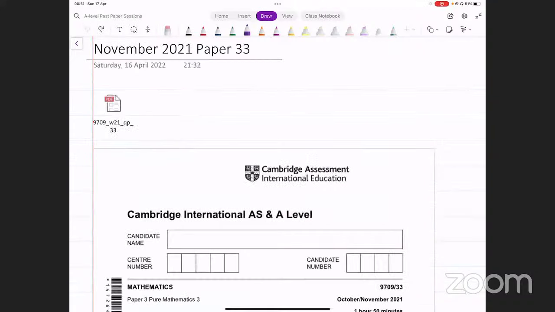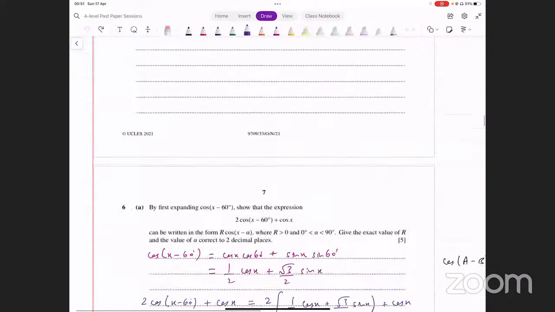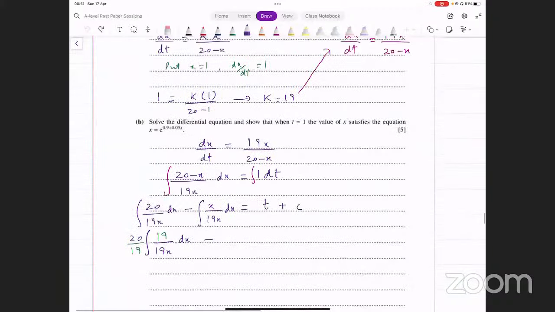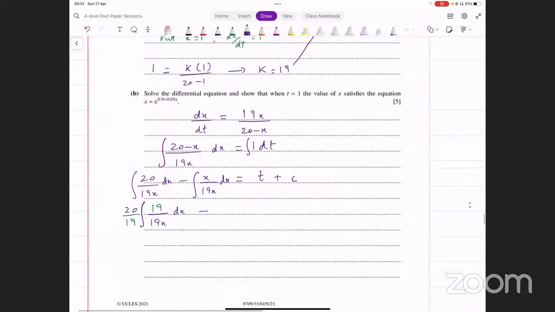दूसरे वाले को क्या करें? ओके, दूसरे वाले को क्या करें? दूसरे वाले में हमारे पास x और x कैंसिल हो जाते हैं। What are we left with? We're left with the integral of 1/19.